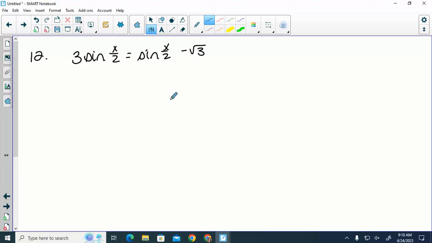So the last one had a 3 theta, so that meant we would have triple the solutions. What about when you have something like x over 2? What does that mean? Check them. They may or may not all fall in the interval. So if I'm going to solve this, I can subtract over my sine of x over 2. When you do that, you're subtracting exponents. So 3 minus 1 is 2. Sine of x over 2. So we divide by 2.